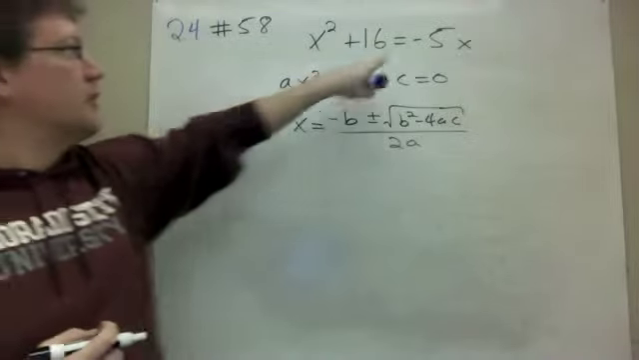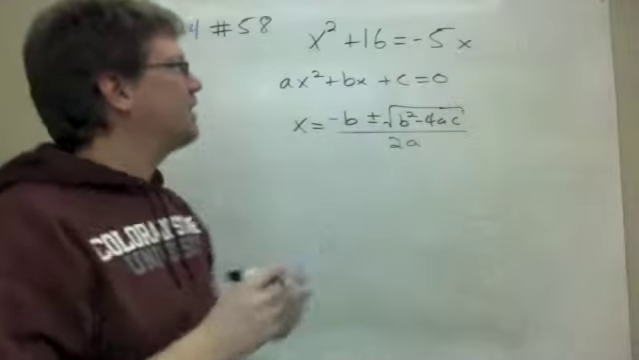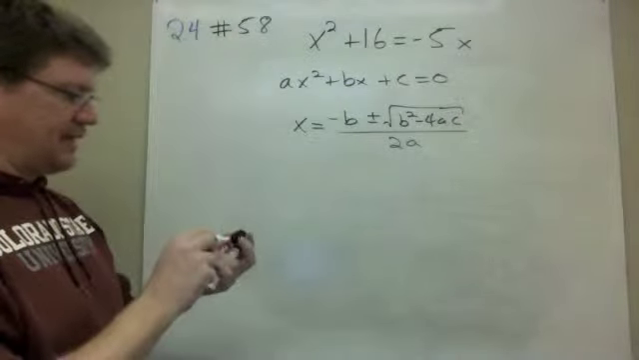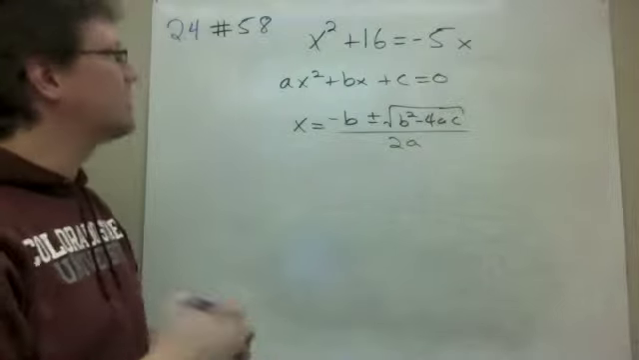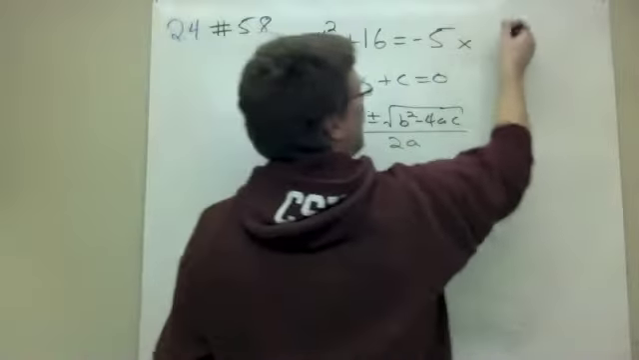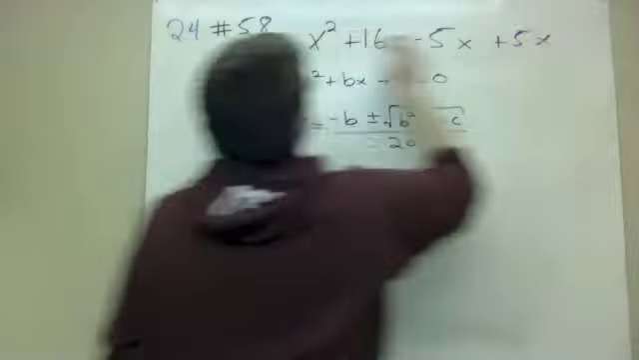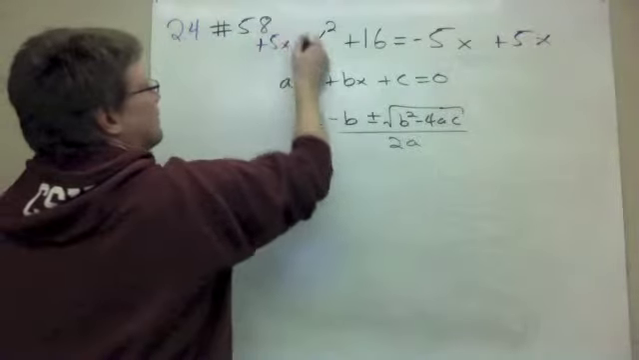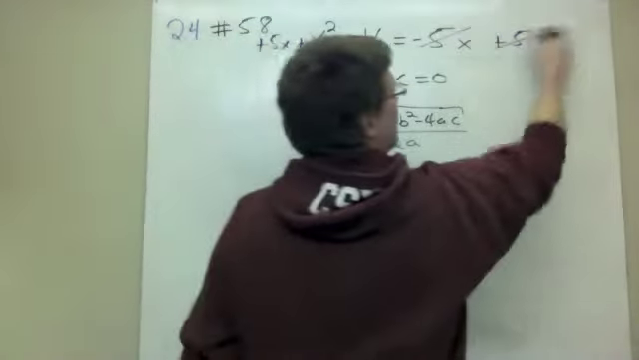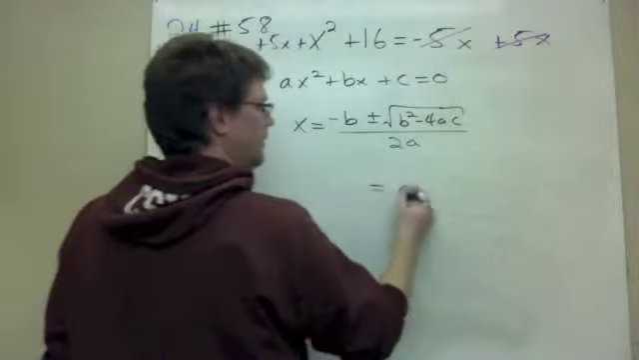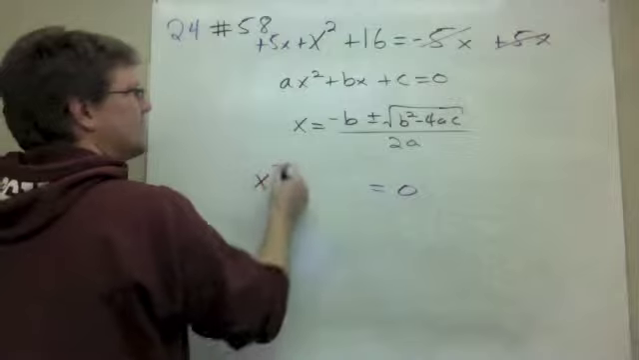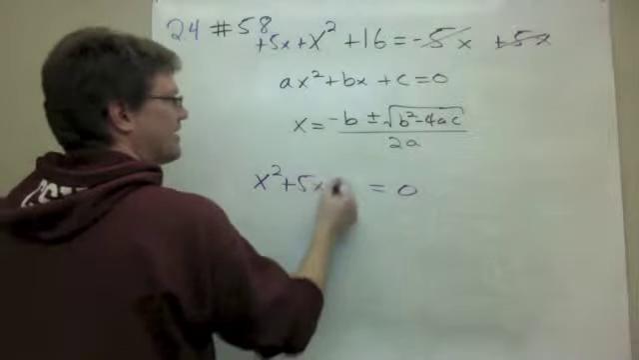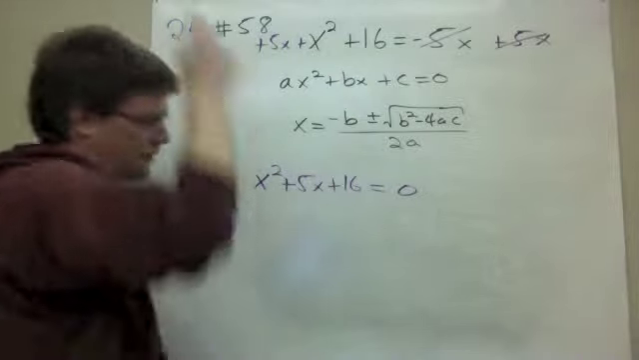Okay? First off, if I add the 5x to both sides, I'll get the 0 on the one side and all of the quadratic pieces over to the other. So let's do that. Let's add 5x to both sides. This will cancel with this, giving us the 0 that we need. Writing this in standard form is going to give us x squared plus 5x plus 16 is equal to 0.